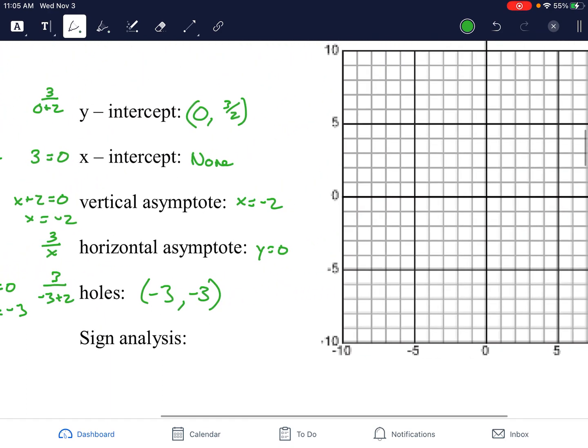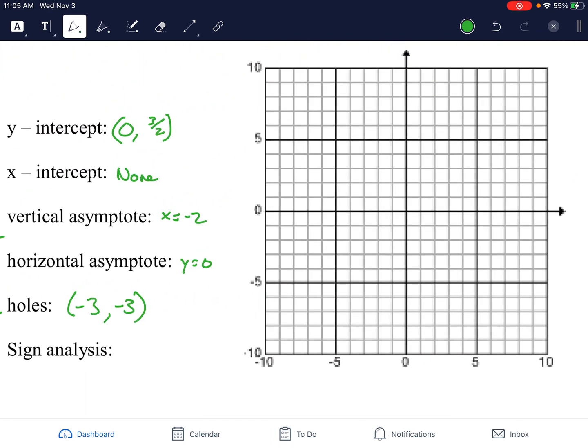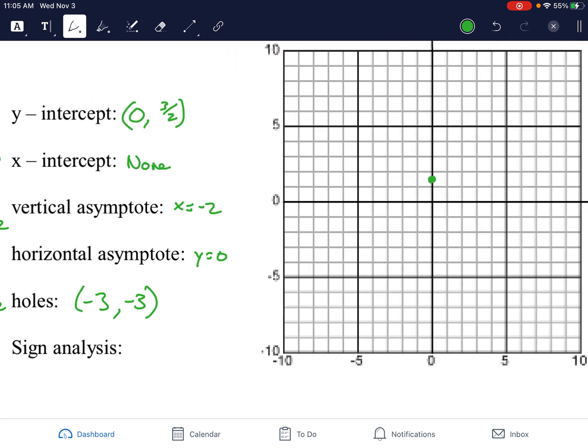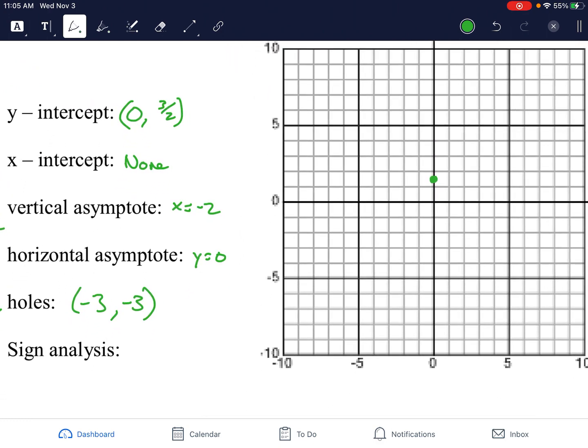So we use these 5 things to graph and then see if we need a sign analysis. 0, 3 over 2, which is 1.5. It goes right there. There is no x-intercept. The vertical asymptote is negative 2.